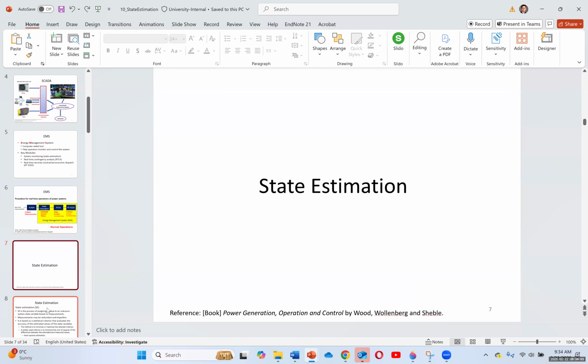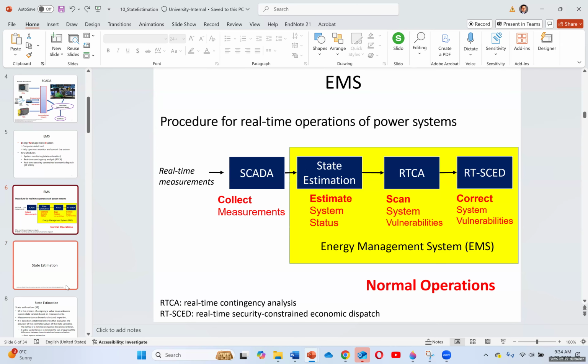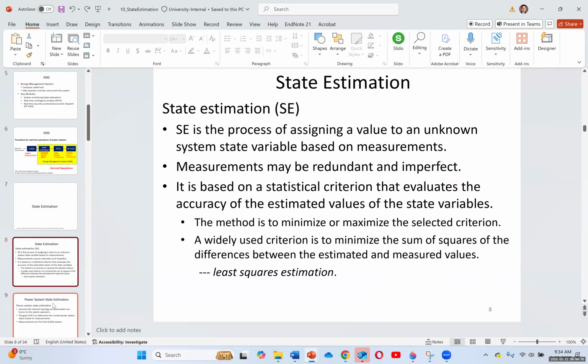Now, what is state estimation? The first part that we have here. State estimation is the process of assigning a value to an unknown system state variable based on the measurements. Measurements may be redundant and imperfect. It is based on a statistical criterion that evaluates the accuracy of the estimated values of the state variables. The method is to minimize or maximize the selected criterion. A widely used criterion is to minimize the sum of squares of the difference between the estimated and measured values. And we use least square estimation.